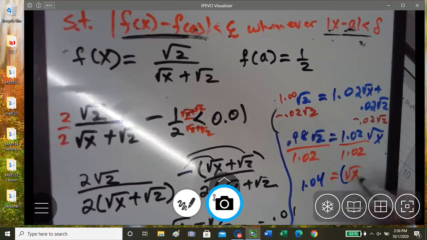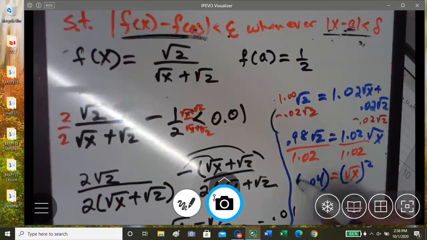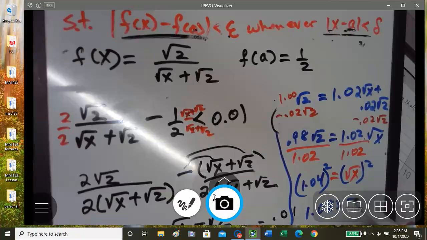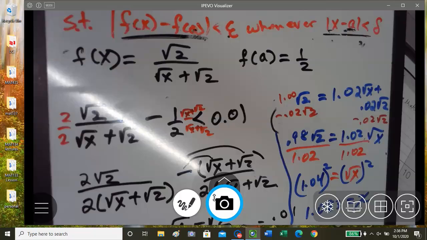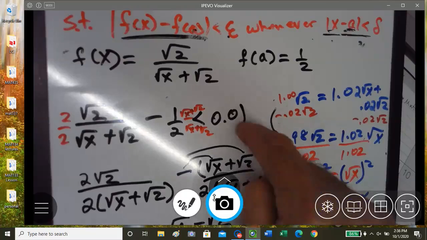So we want to go ahead and square both sides. So 1.04 squared is 1.08329. So we'll say 1.083 equals to x. So we want to do the same thing with negative 0.1.